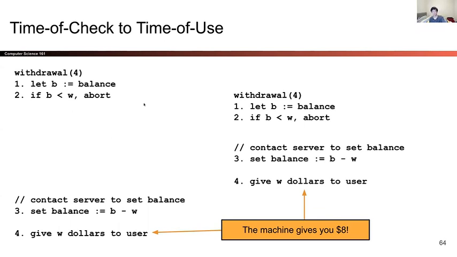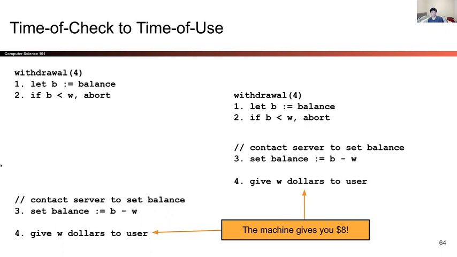Now we're going to stop this flow of execution over here. We're actually going to jump over here. And now we're trying to withdraw 4 again. Balance is still 4, so b is still 4. This check passes again, so both of these checks have passed. Now we're setting balance equals b minus w. So 4 minus 4 is now 0. We give w dollars to the user.